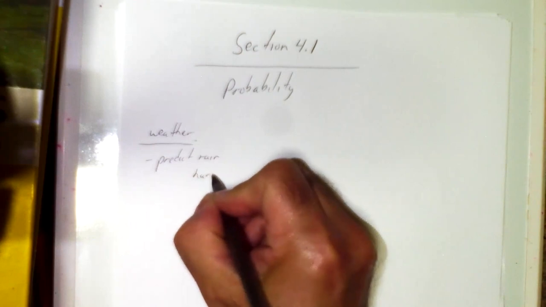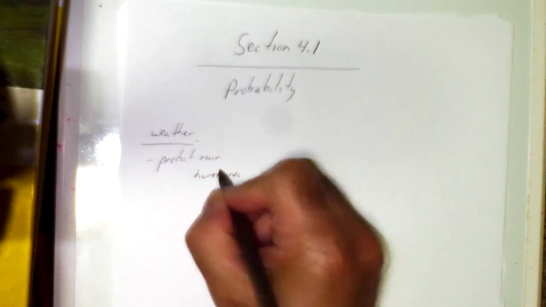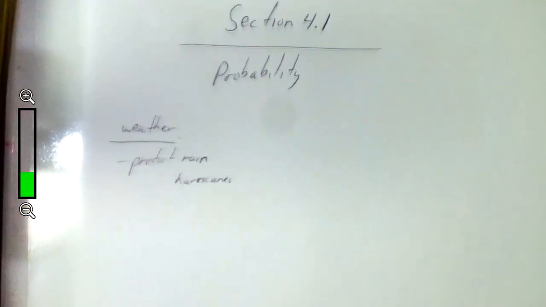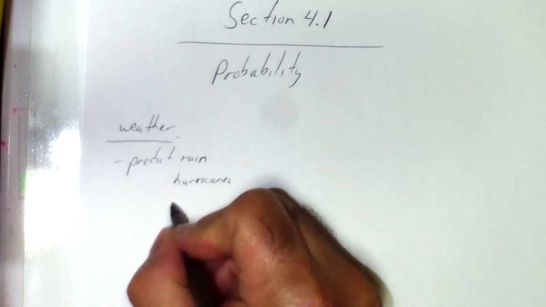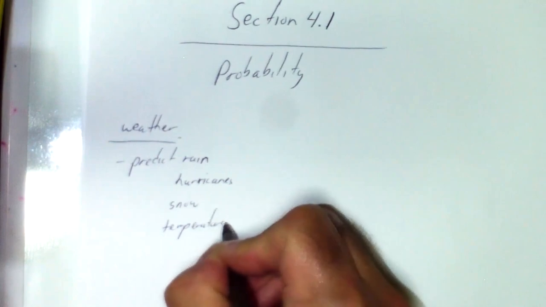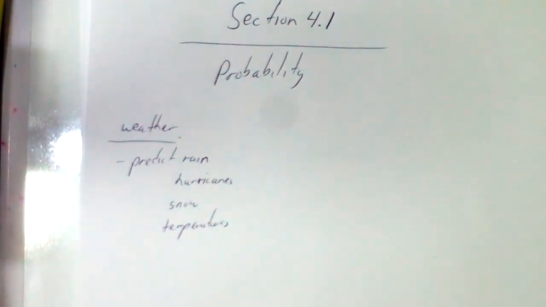In the real world, probability is seen and used in a lot of disciplines. For example, you usually see it in the weather, right? When we predict rain, hurricanes, snow, temperatures. You usually see that in that area, right?